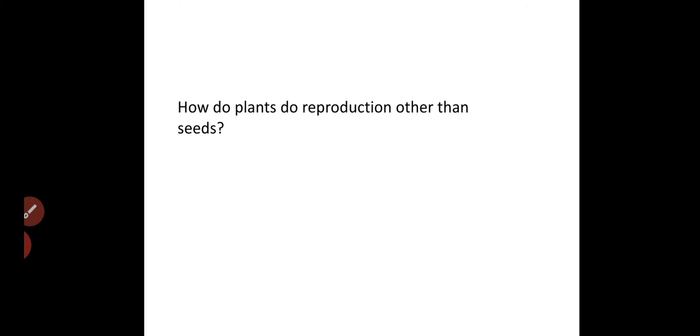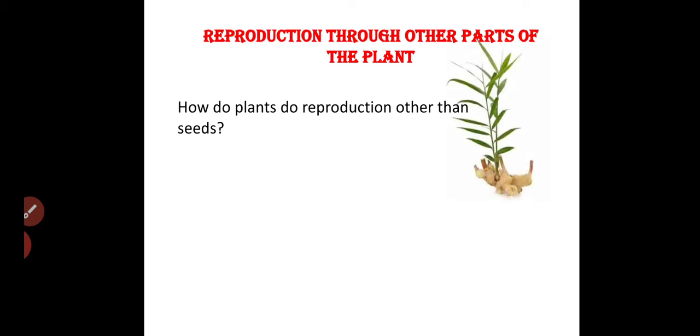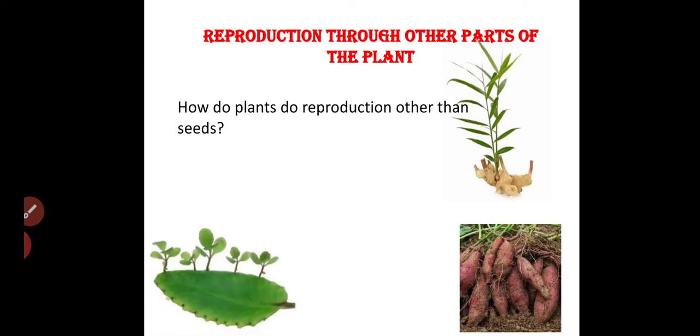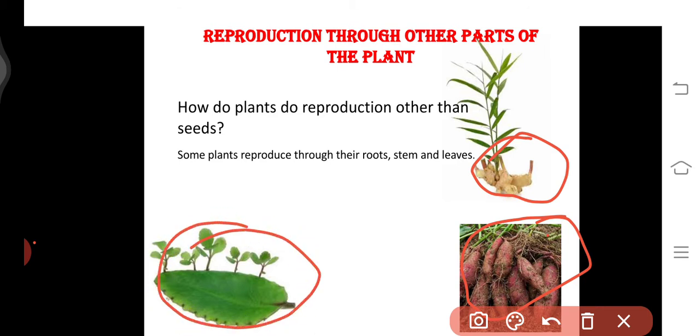How do plants reproduce other than by seeds? Okay, spores we already know. Let us see how they do that. Let us discuss reproduction through other parts of the plant. You can see the different plants here. Some plants reproduce through their roots, like this. You can observe that, or through the stem, or through the leaves.